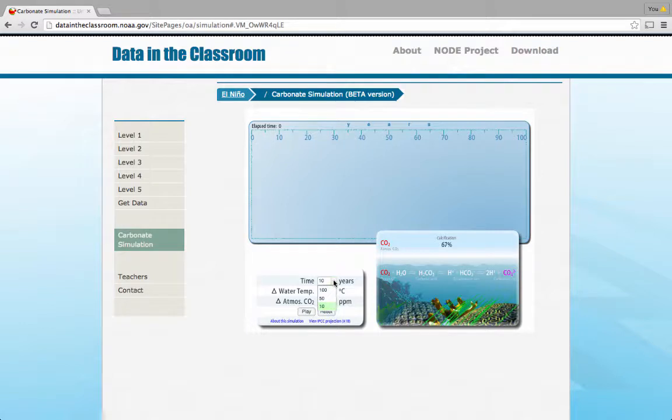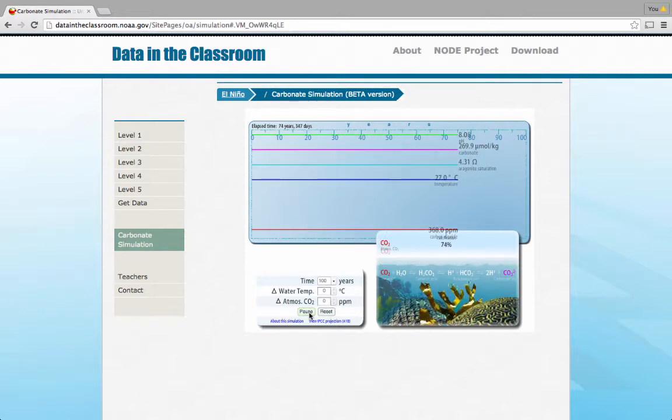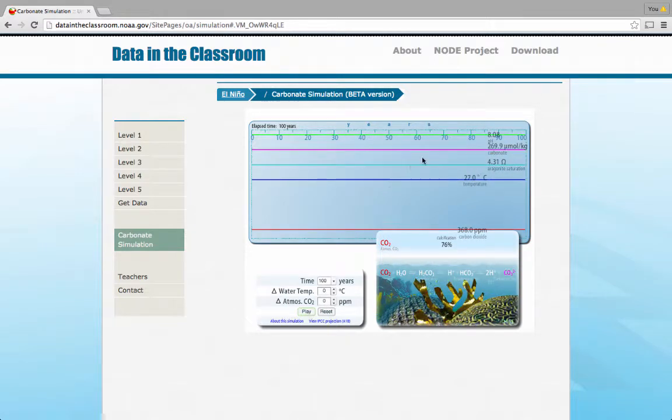First thing I'm going to run is a simulation where I don't change the water temperature or the atmospheric carbon dioxide concentration. So we see what would happen if things stay just as they are. And what you see here is that these lines are stable. We have a pH of 8.8. We have a carbonate concentration of 269 micromoles per kilogram. This is micromoles of carbonate per kilogram of seawater.